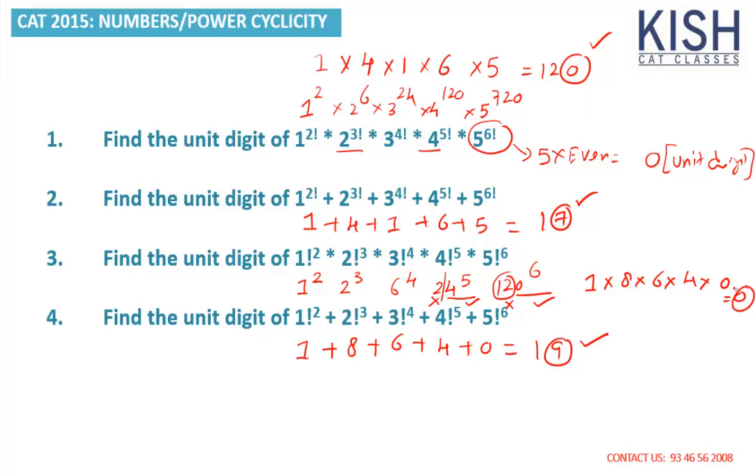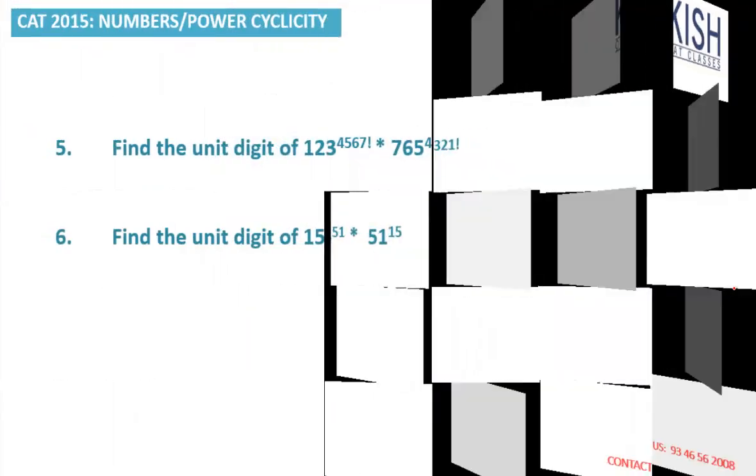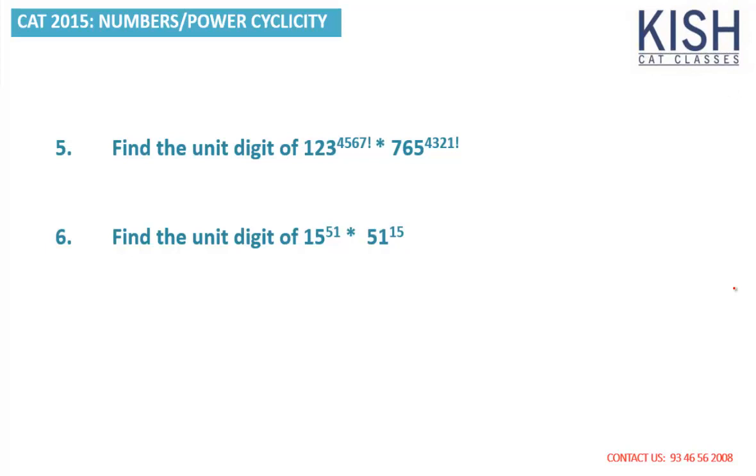That's our question number 5. Again, I have given 2 questions without answer options. Now find the unit digit of 123 whole power 4567 factorial into 765 whole power 4321 factorial. Now it's a very big number. However, we don't need this part. We just need to focus on unit digit. So this number is down to 3 power 4567 factorial into 5 power 4321 factorial.